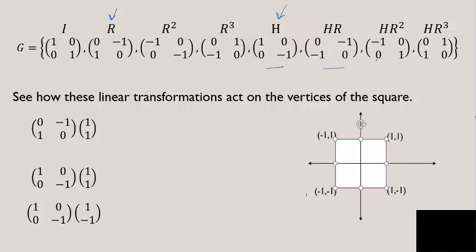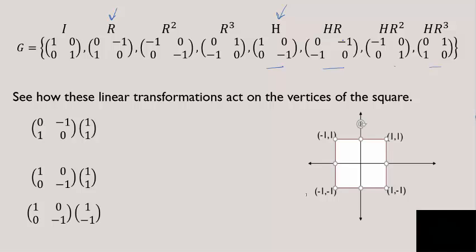And here I have H, HR, HR squared, and HR cubed. You can do those calculations yourself. Here we have a subgroup of GL2R, or I believe this might be a subgroup of SL2R. The determinants are 1. And this group G is what we say is isomorphic to D4. It's exactly the same thing, just different names and different operation.